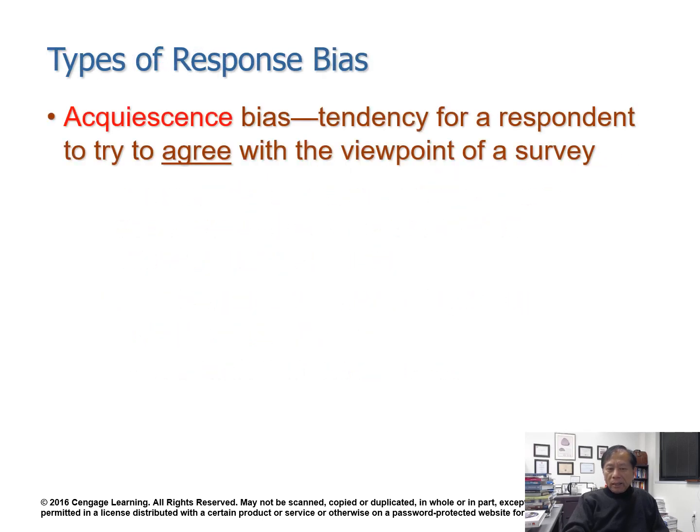Then there's acquiescence bias, the tendency for respondents to try to agree with the viewpoint of a survey. They tend to agree with you. Some people just tend to agree with you all the time. Okay? That's a bias.